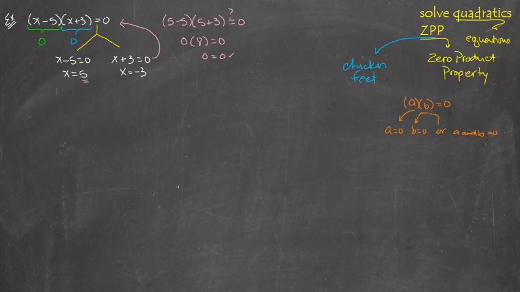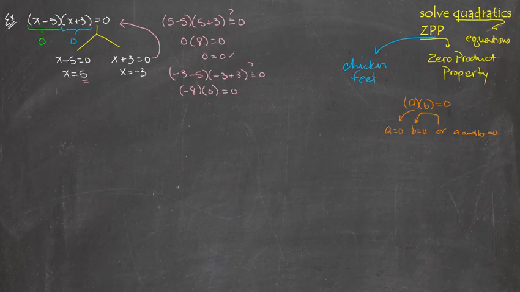How about the next one? Let's take negative 3 minus 5 times negative 3 plus 3 equals 0. Again, I don't know. Negative 3 minus 5 is negative 8, times negative 3 plus 3 is 0.